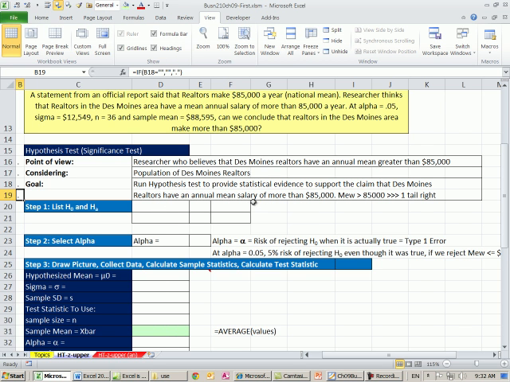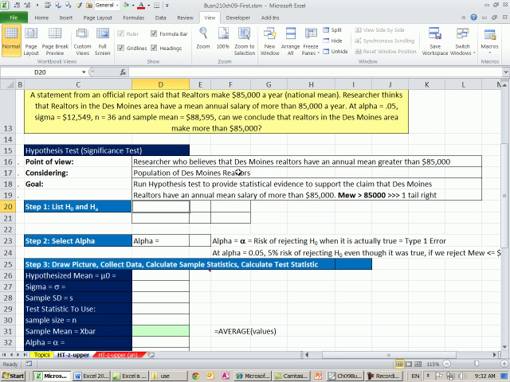Now, again, this more than $85,000 is going to be important. That little comparative operator, and we could have said less than, or we could have said we think it's the same, is oftentimes the key to setting up the null and alternative hypothesis. Now, the trick is if you have mu greater than 85,000, the fact that there's an arrow pointing this way will always tell you that it's a one-tailed test to the right.